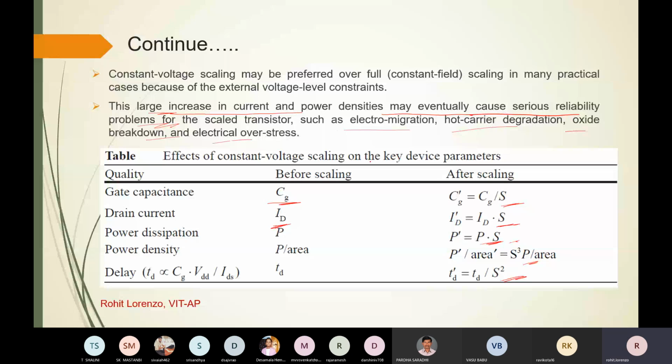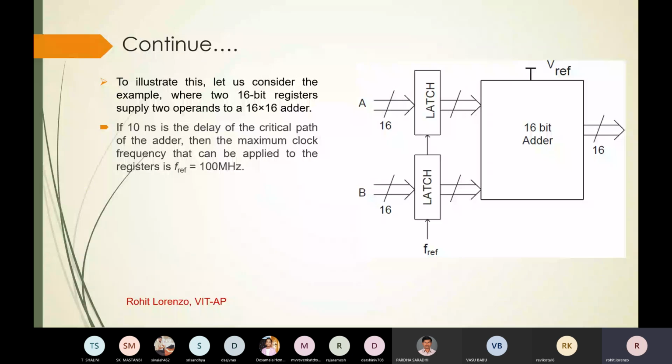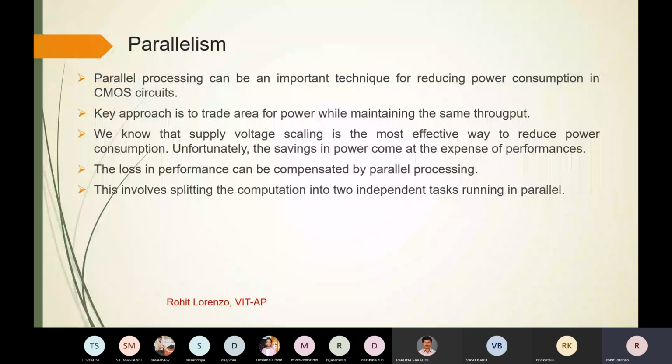Now another technique is parallelism and pipelining. Two techniques are there, and with the help of these techniques we are able to minimize the power dissipation. So we'll see how we can minimize it. Parallel processing can be an important power consumption technique in CMOS. The key approach is to trade area for power while maintaining the same throughput.